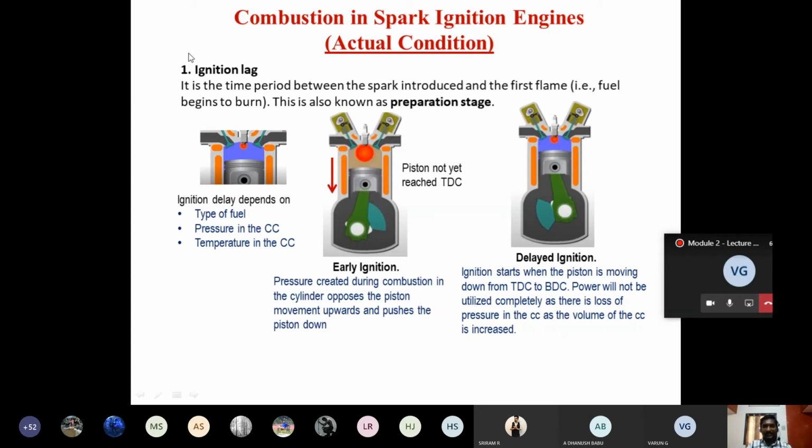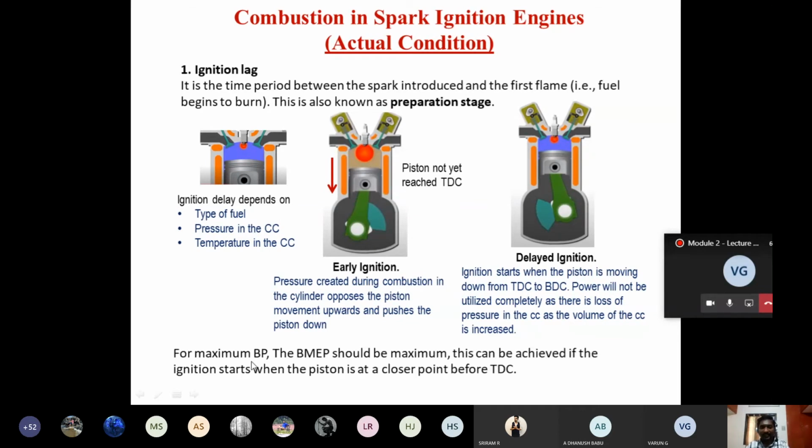This ignition lag depends upon the type of fuel we are going to use, the pressure inside the combustion chamber, and the temperature inside the combustion chamber before introducing the spark. These are the parameters responsible. If you want to extract maximum power from the engine, the important parameter is the brake mean effective pressure. Only because of the pressure inside the engine cylinder do we get the maximum power output. This pressure depends upon proper combustion.